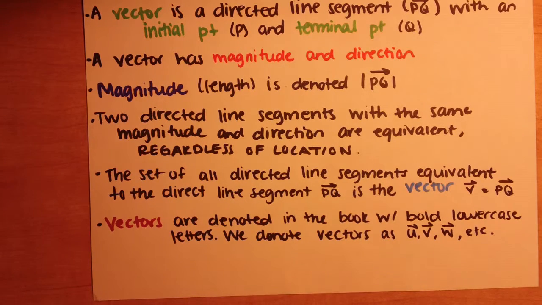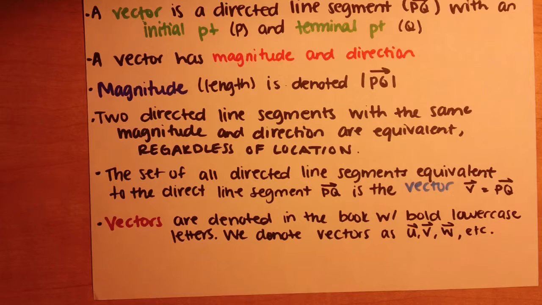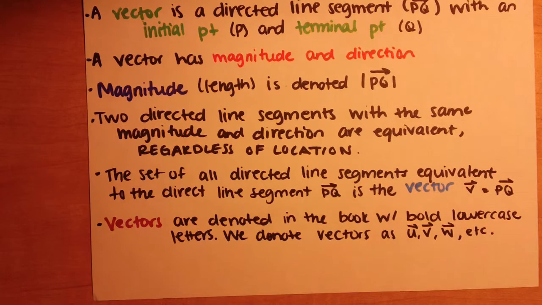Two directed line segments with the same magnitude and direction are equivalent, regardless of where they are located. So as long as they are the same length and the same direction, they are equivalent regardless of where they start. The set of all directed line segments equivalent to the directed line segment PQ is the vector v equals PQ. So this is just some standard notation.